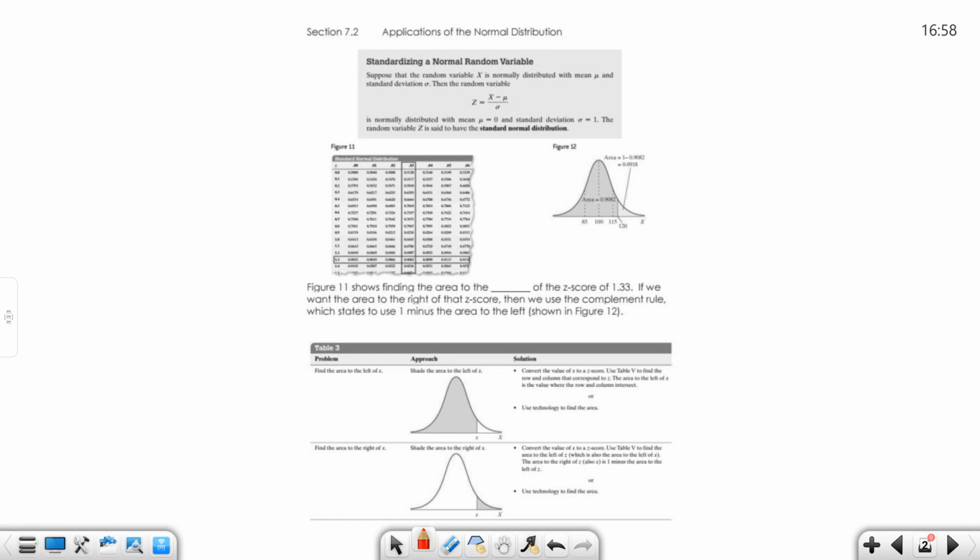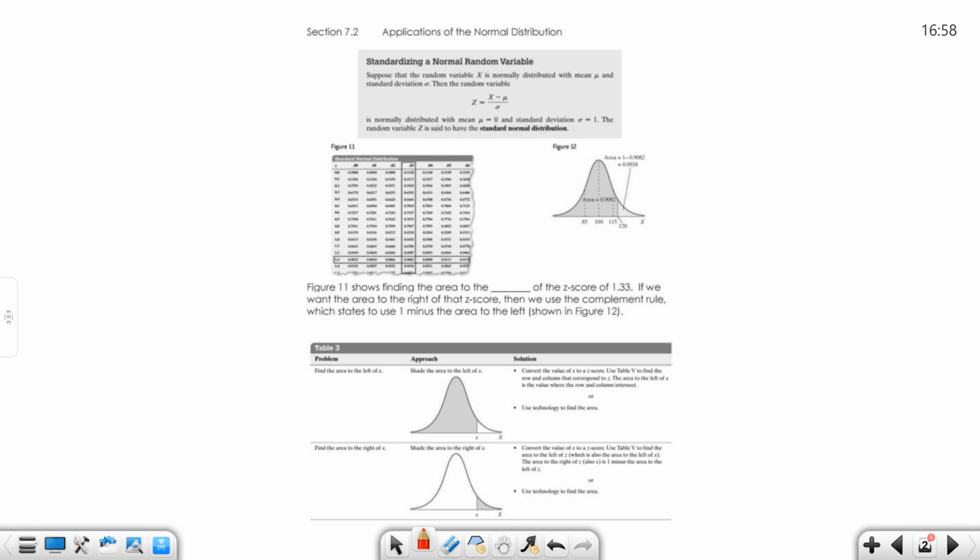This is section 7.2 for my stats class, applications of the normal distribution. If you want to standardize a normal random variable, suppose the random variable x is normally distributed. It has a mean of mu, a standard deviation of sigma.